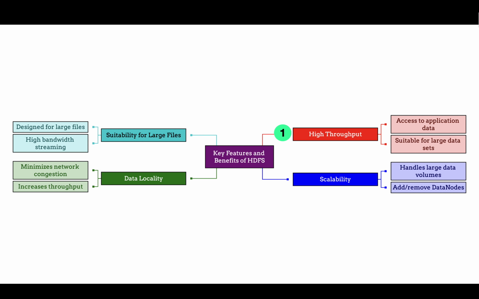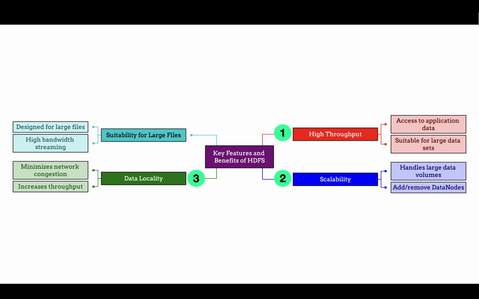Key features and benefits of HDFS. 1. High throughput. HDFS provides high throughput access to application data, which is suitable for applications with large data sets. 2. Scalability. HDFS scales well in handling large amounts of data. It supports adding or removing data nodes without interruption to the system.